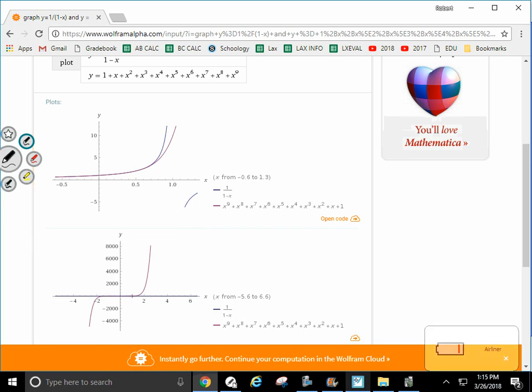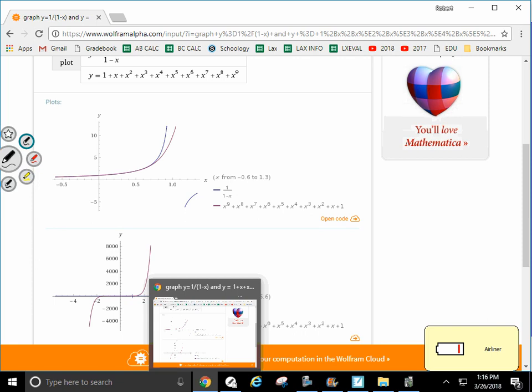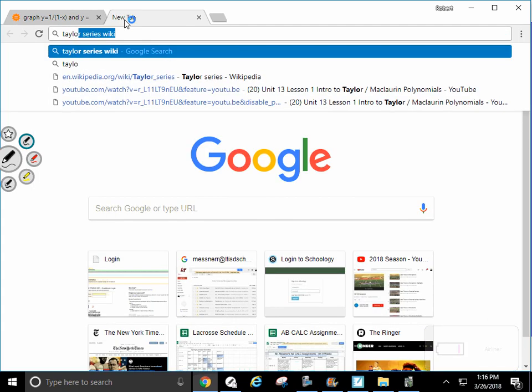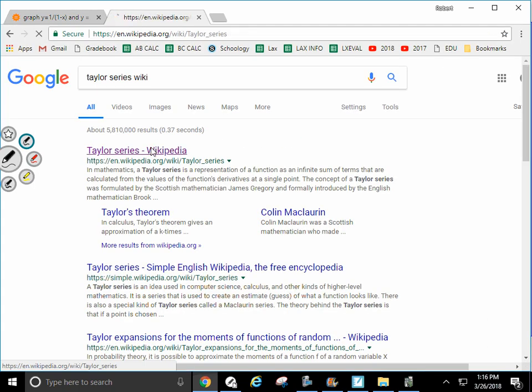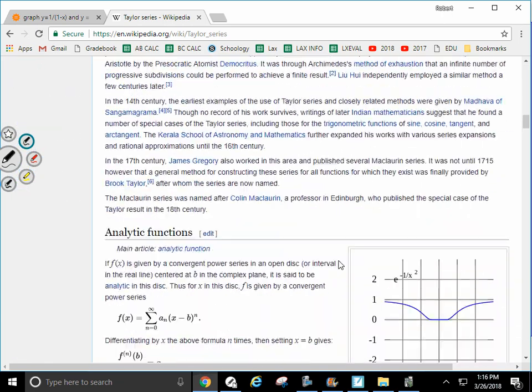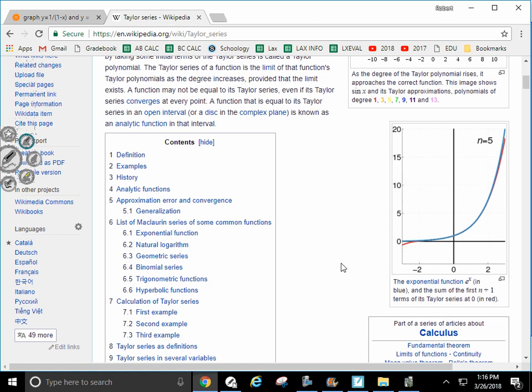Okay, why is that? And if you look at this kind of demonstration, they do a good job on the Wikipedia page. We can see here, e to the x. This is e to the x, and its Taylor polynomial for 3 terms, 4 terms, 5 terms, 6 terms. We can see that it's covering more and more of the graph.